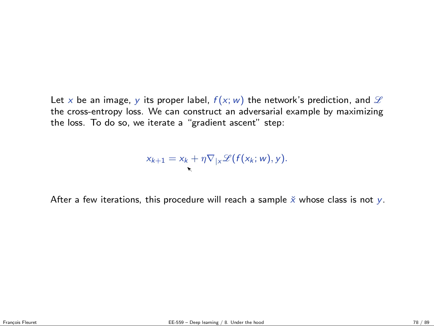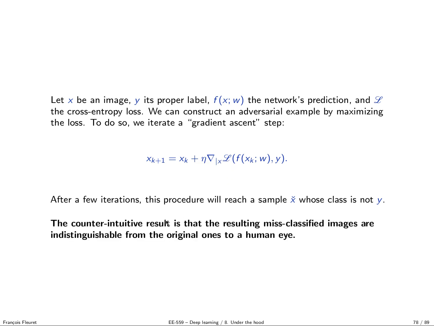So here, if x_k is the image we get at iteration k of our gradient descent, the update is: we take the previous image and we add the gradient of the loss with respect to the image, so that we are going to very quickly increase the loss. So the counterintuitive result is that the resulting misclassified images are indistinguishable from the original ones to the human eye.